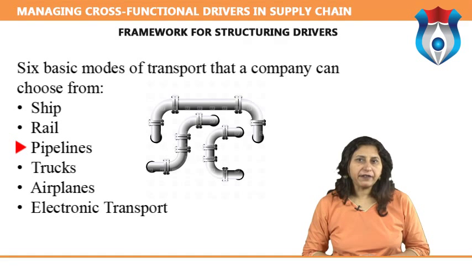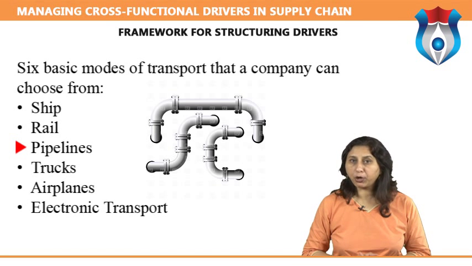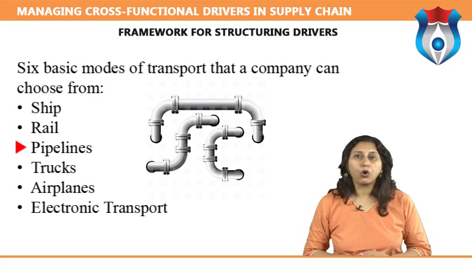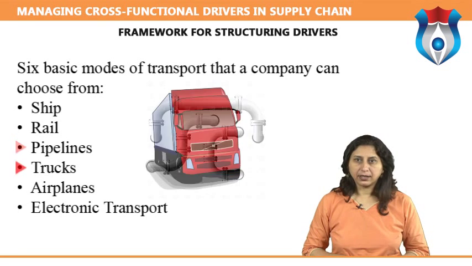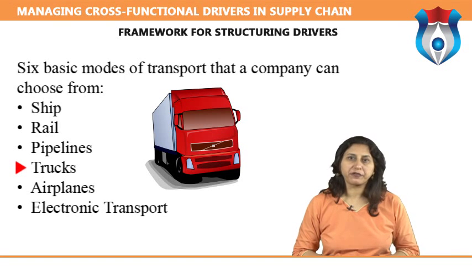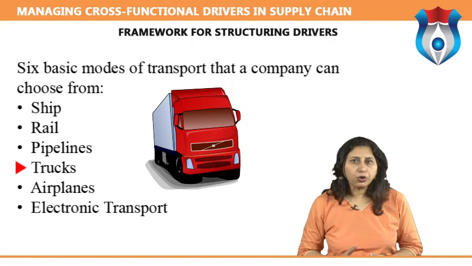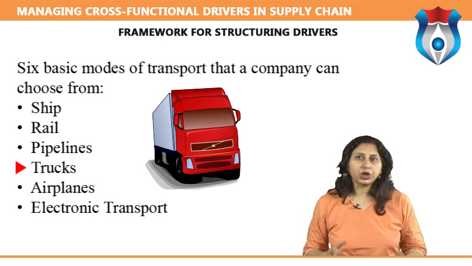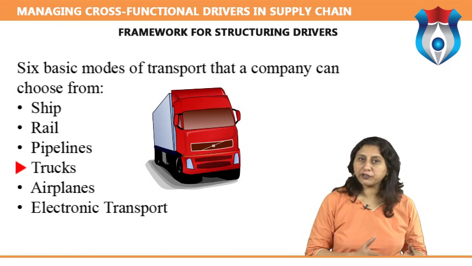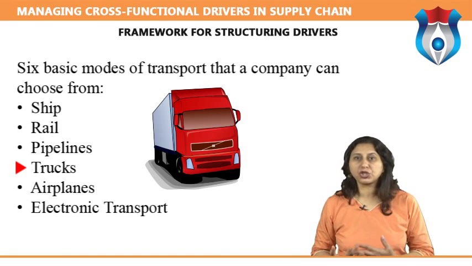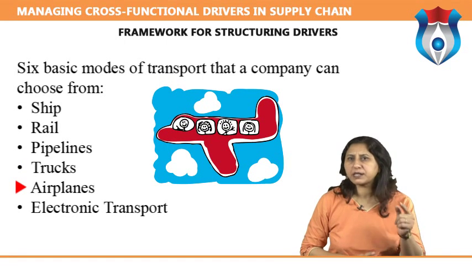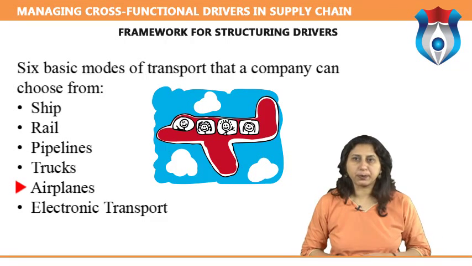Pipelines can be very efficient but are restricted to commodities that are liquids or gases such as water, oil and natural gas. Trucks are a relatively quick and very flexible mode of transport. Trucks can go almost anywhere. The cost of this mode is prone to fluctuations though, as the cost of fuel fluctuates and the condition of roads varies. Airplanes are a very fast mode of transport and are very responsive.